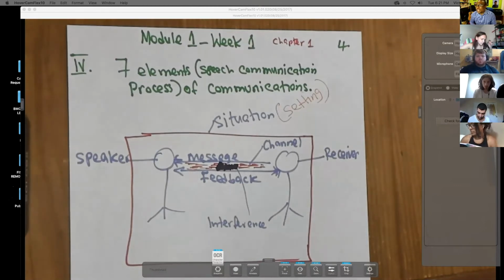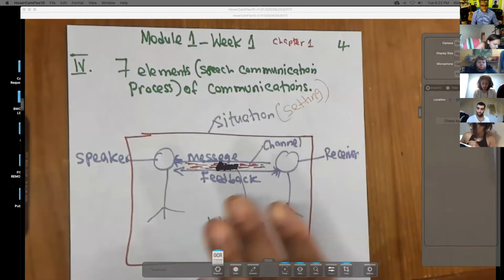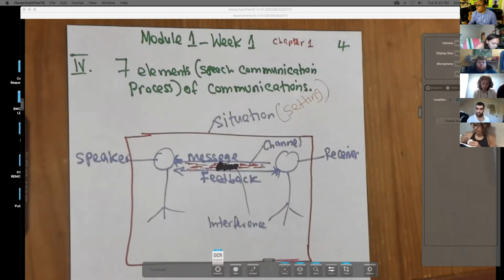That's an interference. And then we also have what we call emotional or psychological interference. That is when somebody is doing a presentation and you are busy thinking about, tomorrow is my birthday, what am I going to wear? Oh my God, I probably left my cat at home by herself. Those are also interference. So you have what we call physical interference and psychological or emotional or internal interference. These are the 7 elements of communication, also referred to as the speech communication process.